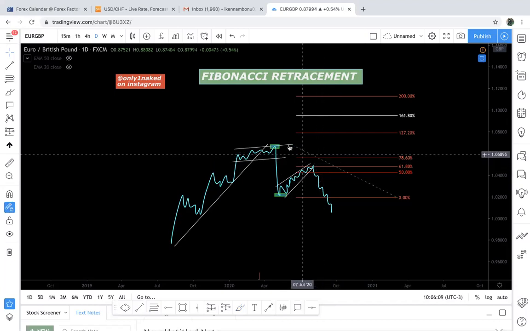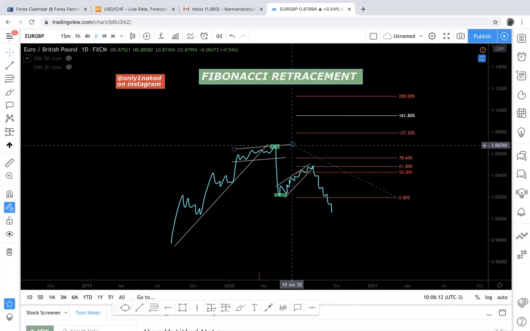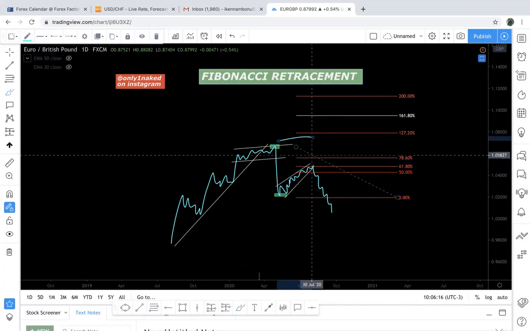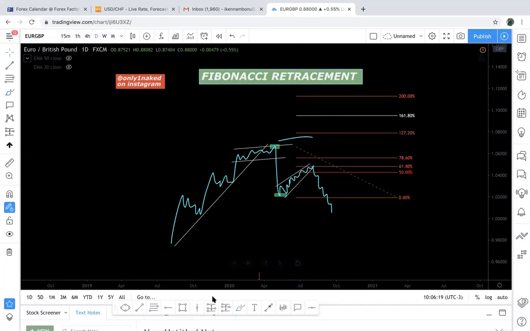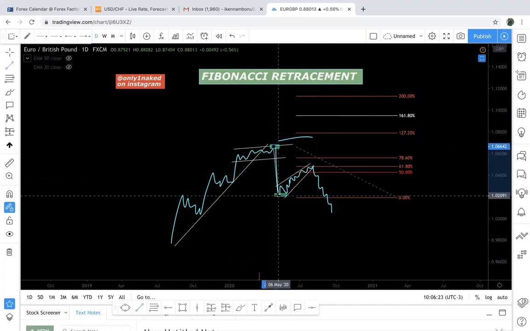Now, how do you set it, if you are selling on 786? Your stop loss has to be above 100, which is your swing high. So stop loss is going to be above 100 right there. If you are selling at 786, simply how do you set your take profit? Simple, just measure the impulsive move from here to where the correction started from.